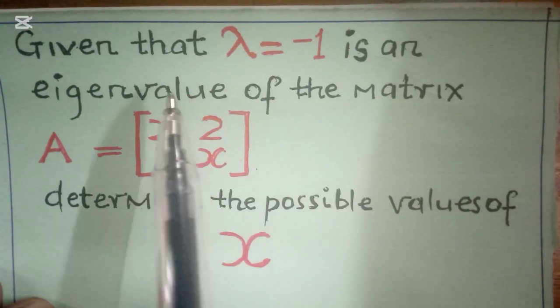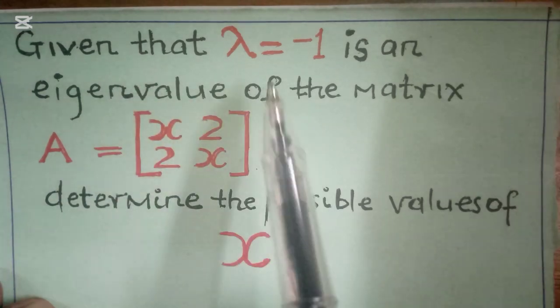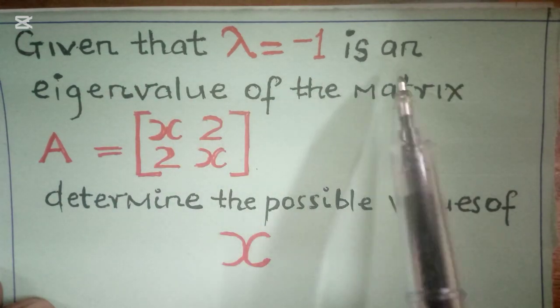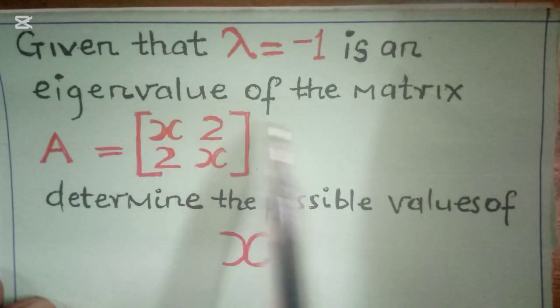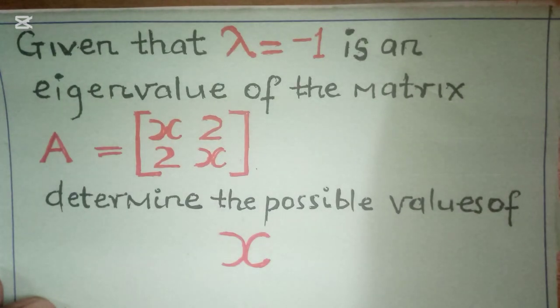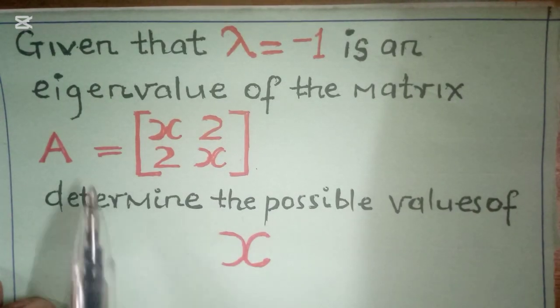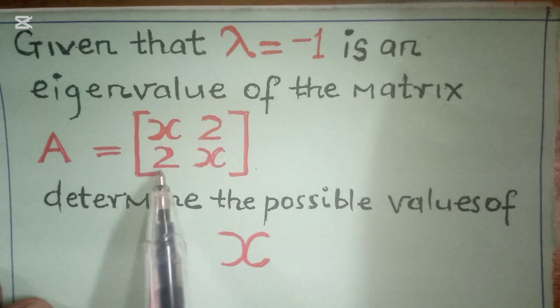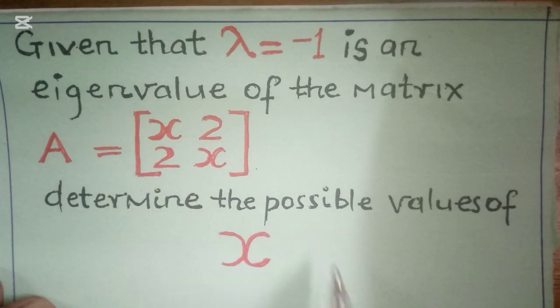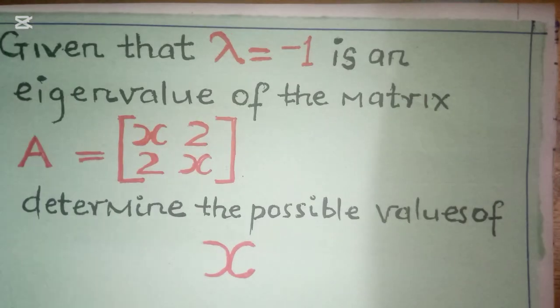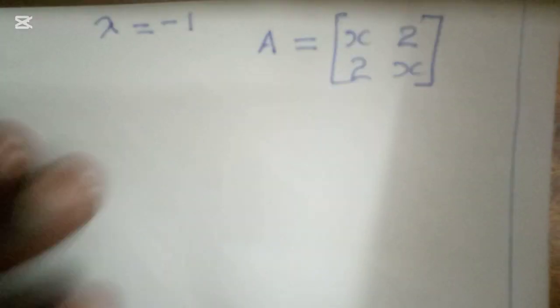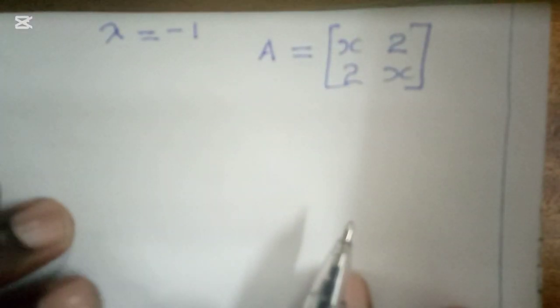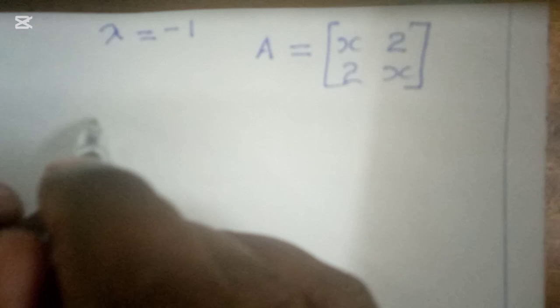I read the question first. Given that lambda equals -1 is an eigenvalue of the matrix A, where the matrix is [x, 2; 2, x], determine the possible values of x. So guys, for us, the first thing we are going to establish is what we call the characteristic equation.